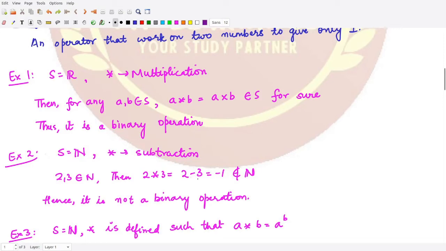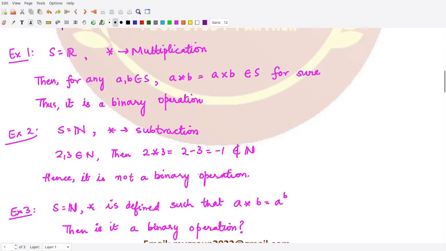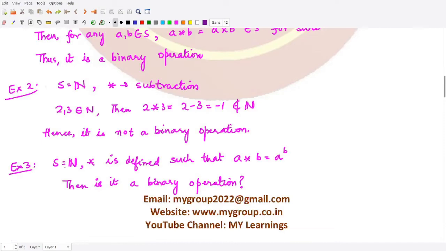So let's move on to our next example. In the next example, the set that is given to us is the set of natural numbers again, and the operation in this case is defined as: when you take two elements a and b and apply this operation, you take a to the power b, the first element to the power of the second element. So this is the operation. Now we have to check whether this is a binary operation on the given set or not.